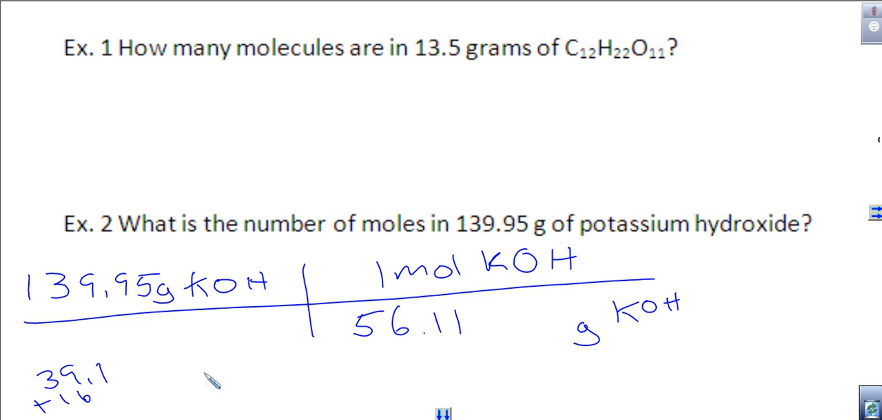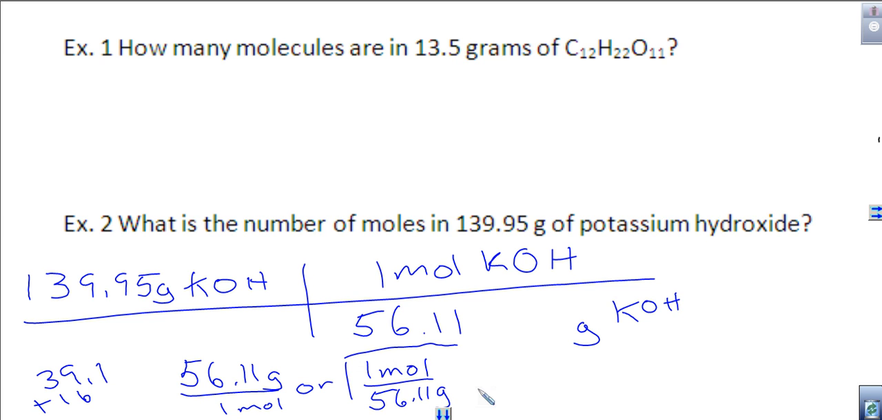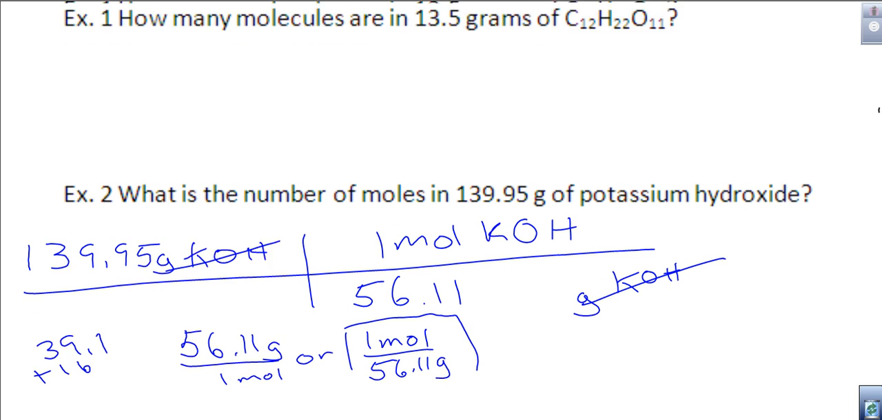Alright, so we stick it in here. So if I say that I have 56.11 grams per mole, that's exactly the same thing as saying, I can flip it around and say 1 mole is equal to 56.11 grams of KOH. And I chose this one to stick into the equation because my units will cancel out. Grams KOH cancel out, and grams KOH cancel out. So I'm left with moles, which is what my answer is wanting us to look for.